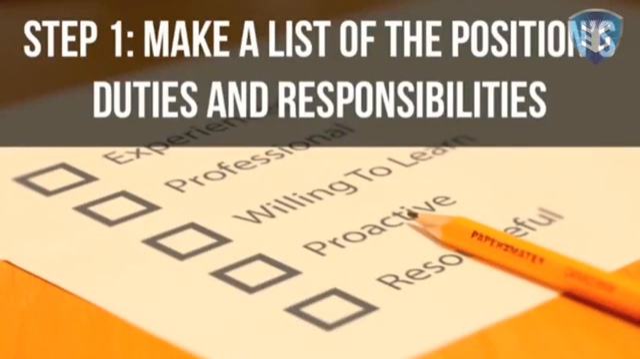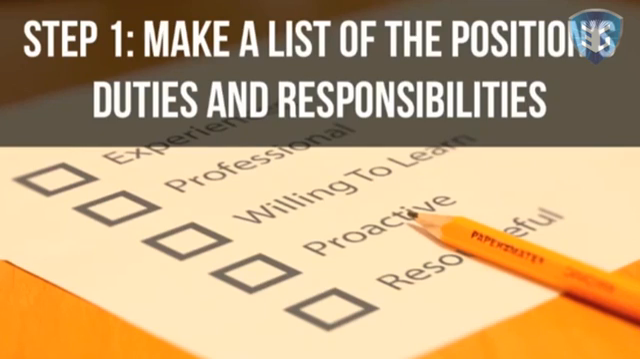Make a list of the position's duties and responsibilities. One of the mistakes that small business owners often make when writing a job description is not outlining in detail what the day-to-day of the new employee will look like. This makes it hard to identify the right candidate for the job and makes it less likely that your job posting will attract the specific talents you require.